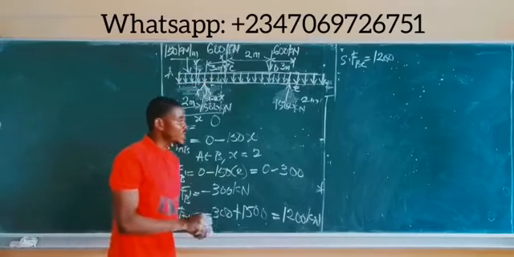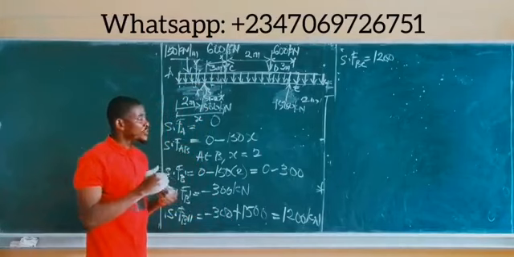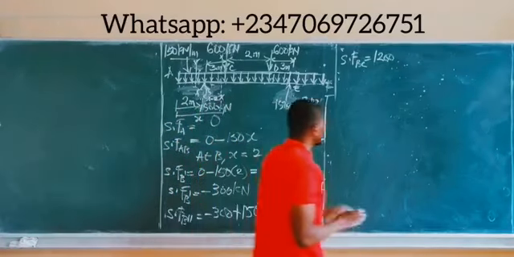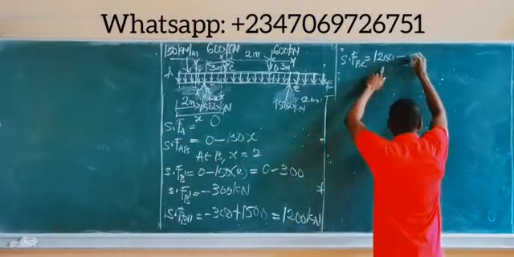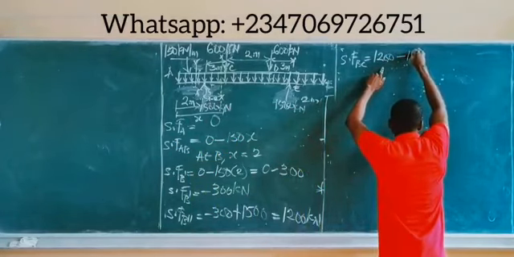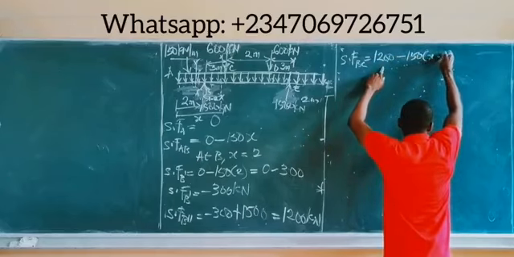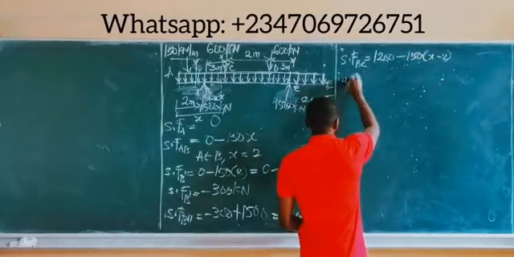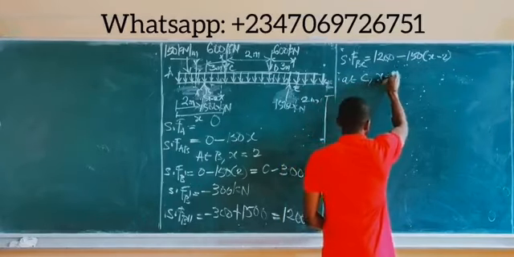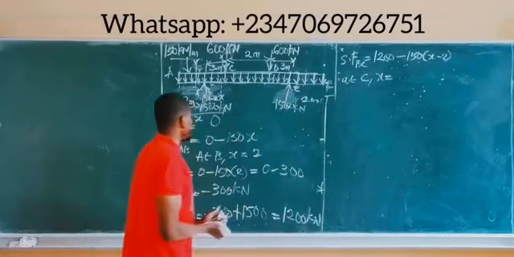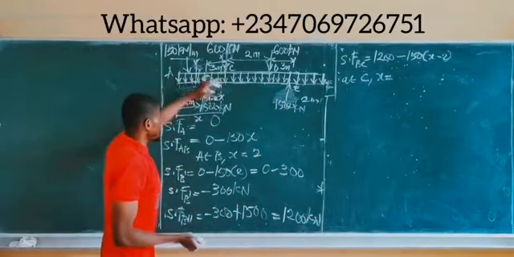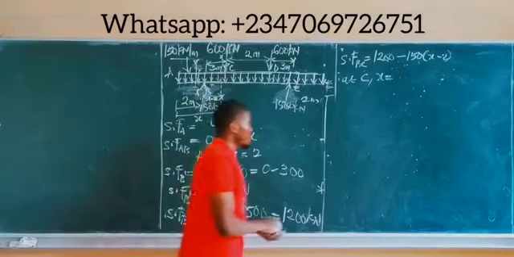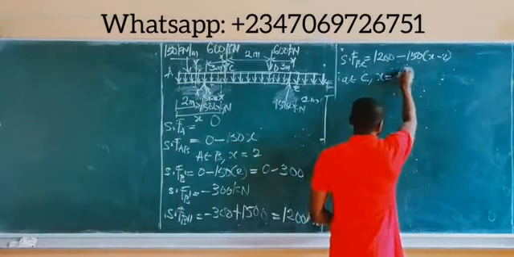To convert that UDL to a point load, we multiply the intensity of the UDL by the length. The length is x minus 2. So we have 1200 minus 150 times (x minus 2). This becomes the point load of the UDL. Now, when x finally runs to point C, x is the total length from point A to point C. From A to B is 2 meters, and B to C is 3 meters, so from A to C is 5 meters. So at C, x equals 5 meters.